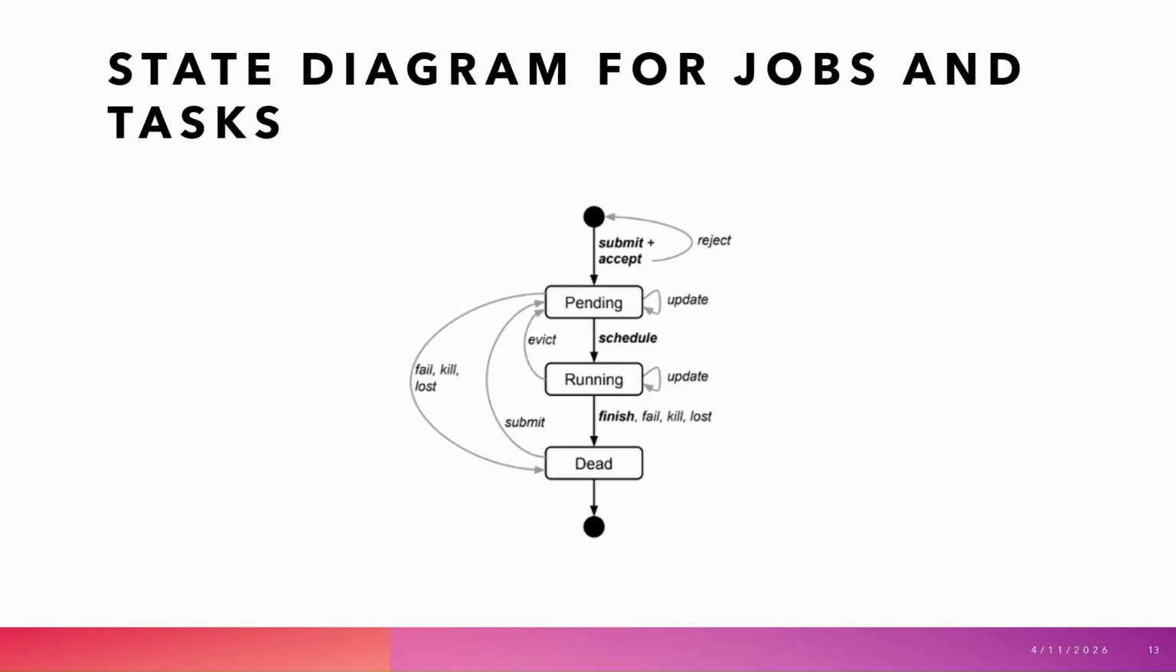State diagram for jobs and tasks. There's a pending, running, and dead state. A task can be submitted, be accepted or rejected. If it's accepted, it goes into the pending queue, and then it waits to be scheduled. And then once it's scheduled to run, it'll move to the running state, and it can be preempted by another process, which will evict it back to the pending. And then when it finishes, it moves to the dead state.